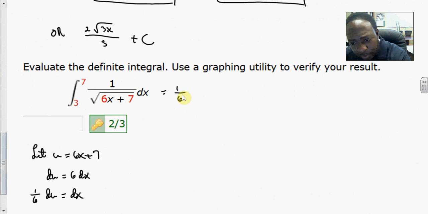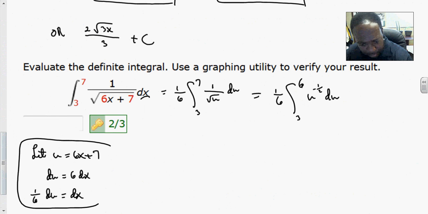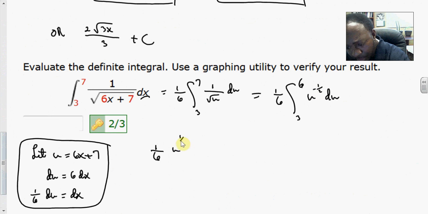So here we have 1/6 times the integral from 3 to 7, and this becomes 1 over the square root of u, and 1/6 du picks up the dx, right? So we simplify this. This is 1/6 the integral from 3 to 7 of u to the negative 1/2 du. So now we integrate. We get 1/6 times u to the negative 1/2 plus 1, which is 1/2, divided by 1/2. This is evaluated from 3 to 7. I don't know why it became 6 there. Oh, I'm looking at that 6 right there, probably.